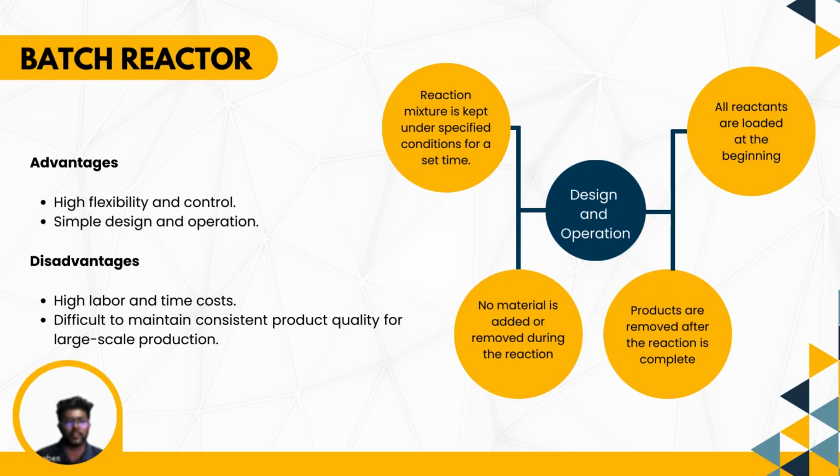Let's start with batch reactors. A batch reactor is a closed system where no reactants are added or products removed during the reaction. All reactants are loaded into the reactor at the beginning, and the reaction mixture is kept under specified conditions for a set time. No material is added or removed during the reaction, and products are removed after the reaction is complete. Batch reactors offer high flexibility and control over reaction conditions and have a simple design and operation. However, they also have disadvantages such as high labor and time cost, and also difficulty in maintaining consistent product quality for a larger scale operation.